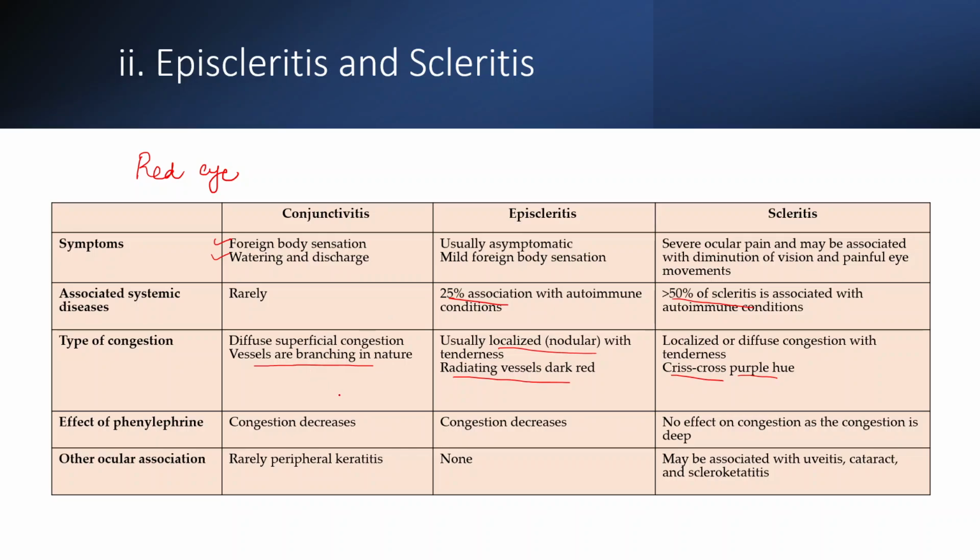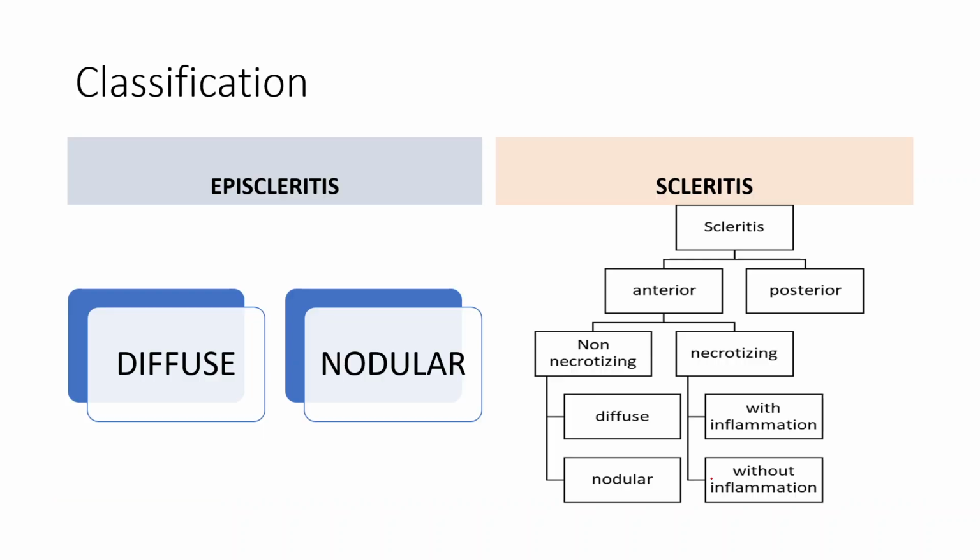So what happens when you instill 1% phenylephrine? The congestion decreases in both conjunctivitis and episcleritis because these are superficial vascular dilatation, whereas in deep vessels as in scleritis there is no effect on the congestion. Ocular associations: conjunctivitis can rarely cause peripheral keratitis. Episcleritis has none, whereas scleritis may be associated with uveitis, cataract formation and sclerokeratitis.